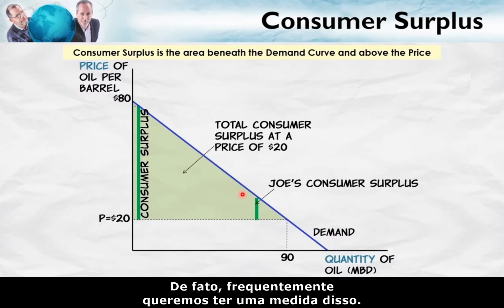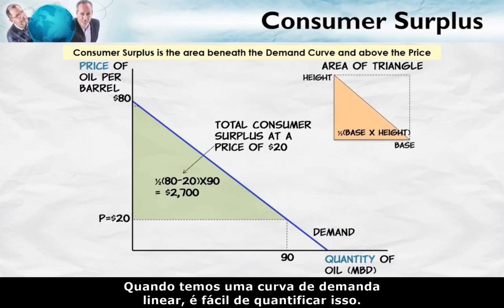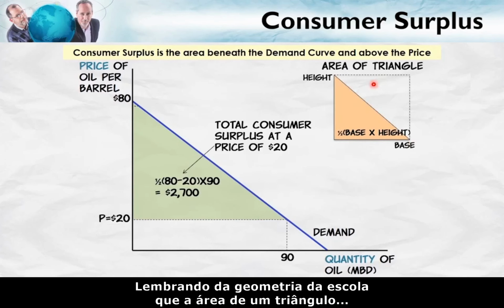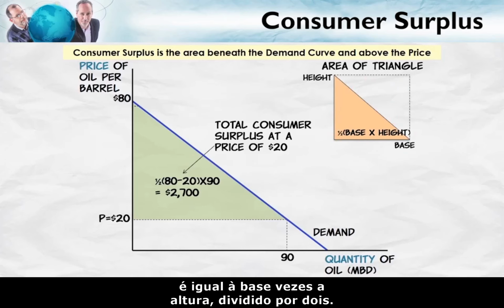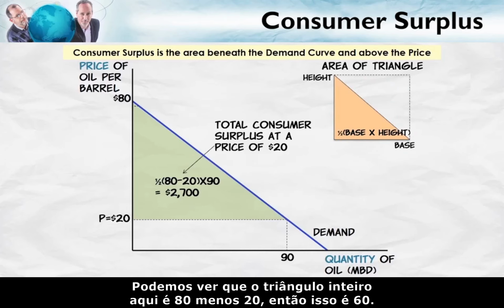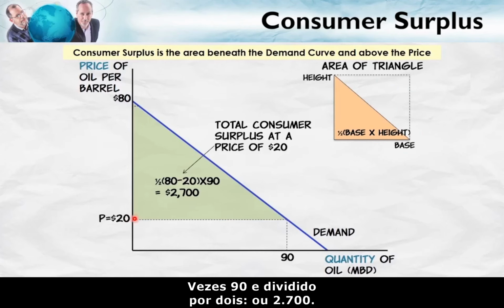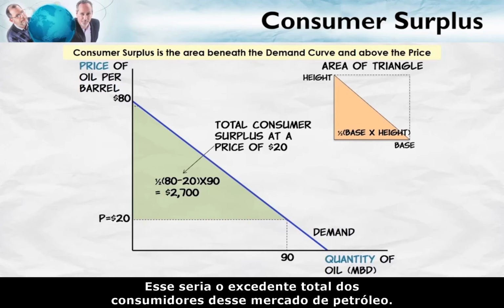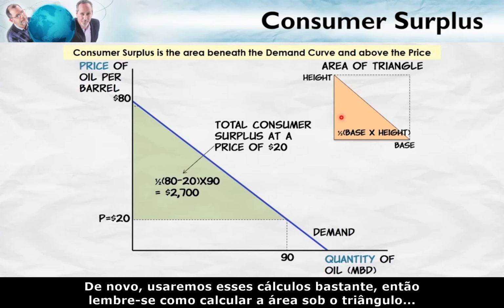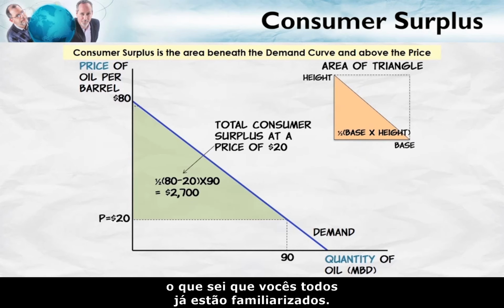When we have a linear demand curve, it's easy to quantify this. Remembering from our high school geometry that the area of a triangle is equal to 1/2 base times height, we can see that the total triangle here is 80 minus 20, so that's 60, times 90 divided by 2, or 2,700. This would be in millions, 2.7 billion. That would be the total consumer surplus from this market for oil. Again, we'll be using this calculation quite often, so just remind yourself of how to calculate the area of a triangle, which I know you're all familiar with.